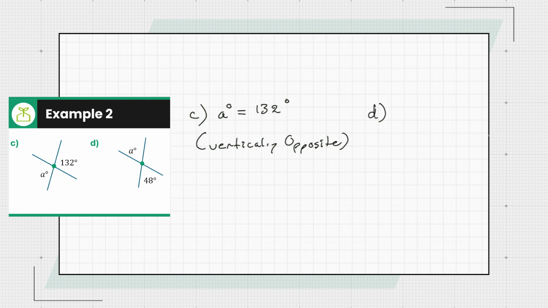And then for D, we have two vertically opposite angles again. One is 48 degrees, so A degrees must be equal to 48 degrees. Alright, super easy skill. It is very helpful and will be very useful for explaining more complex angle problems in the future.